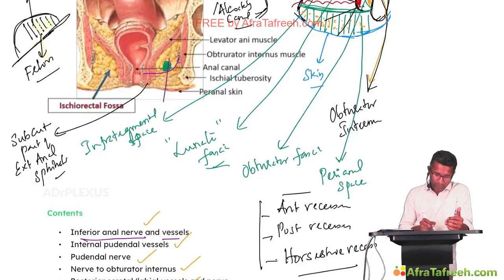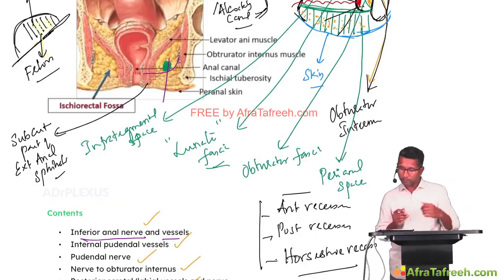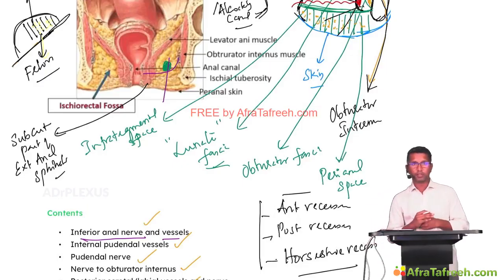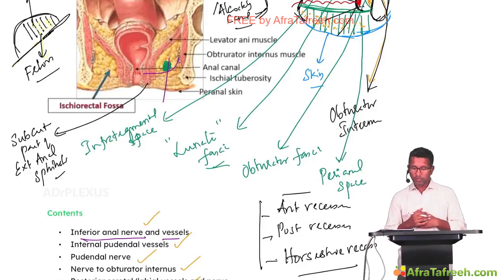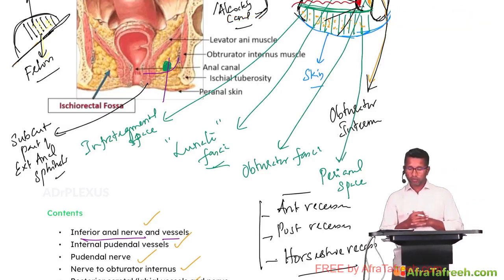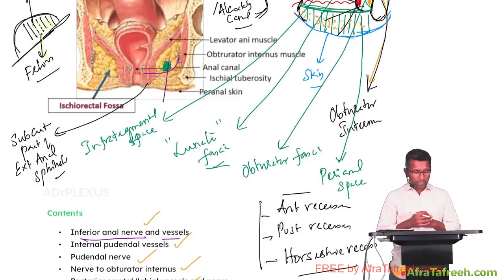So when you try to drain the abscess in the ischioanal fossa, the inferior rectal nerve can be damaged, okay. Yes, Anashwara, the inferior rectal nerve is a branch of the pudendal nerve. It is also called the inferior anal nerve. So when the inferior rectal nerve gets cut, it can cause fecal incontinence. The external sphincter loses its tone.